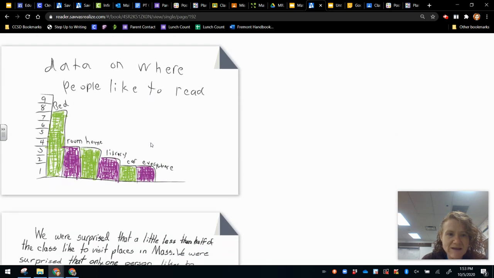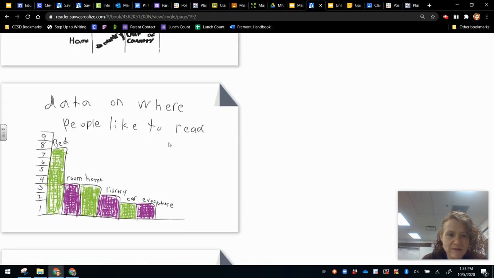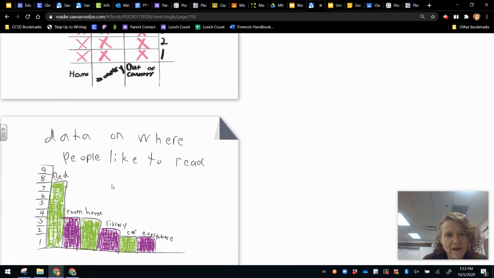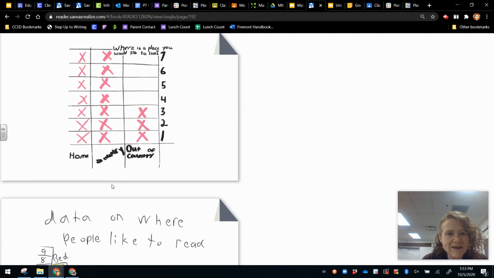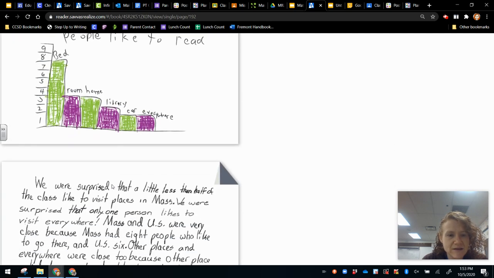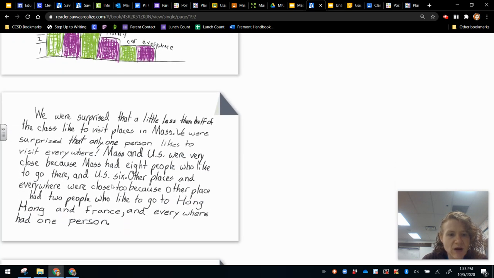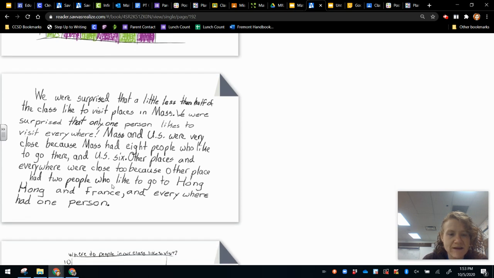Now, what about places that people like to read? What do you notice? Where do people like to read the most? Looks like in bed. And then the other ones are pretty similar. Now, both of these were easier to understand. This is a little bit harder to understand just by glancing at it.